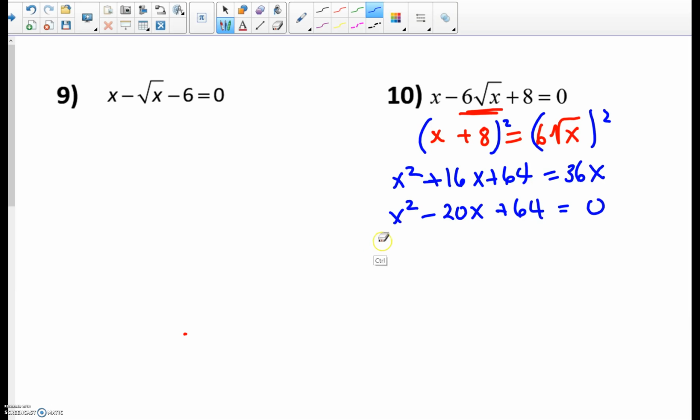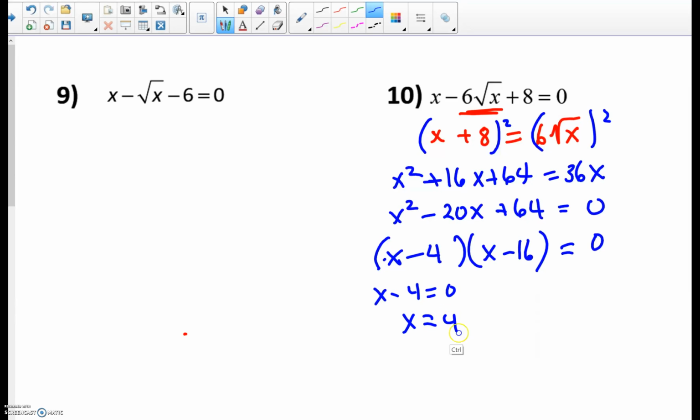Then we're going to factor it. Let's see, what do we get? It's not 8 and 8. So how about 4 and 16? So that's going to be x minus 4 and x minus 16. Multiplies to be 64 and adds to negative 20. So that means that x minus 4 is 0, x is 4, and x minus 16 is 0, so x is 16.